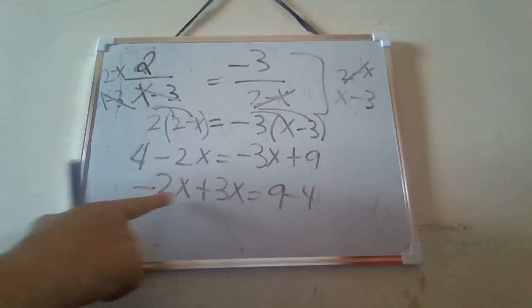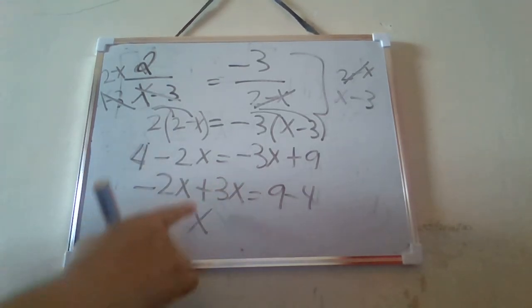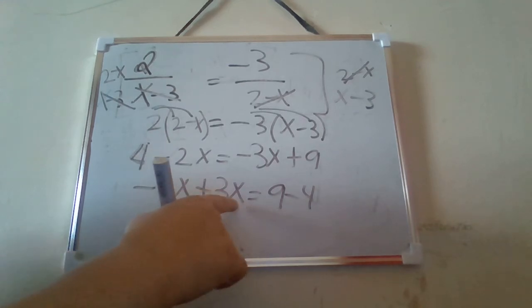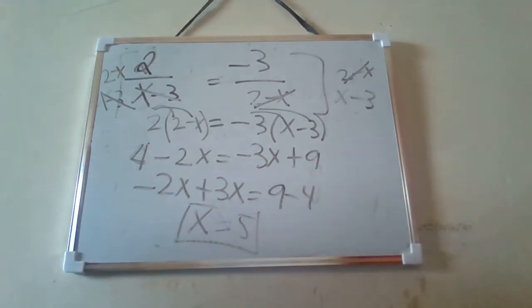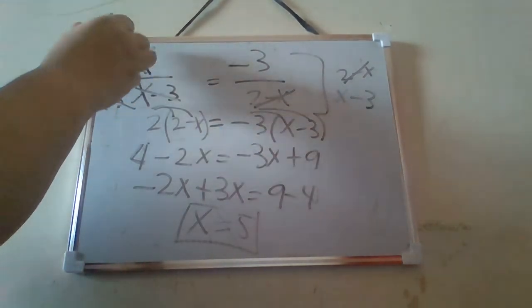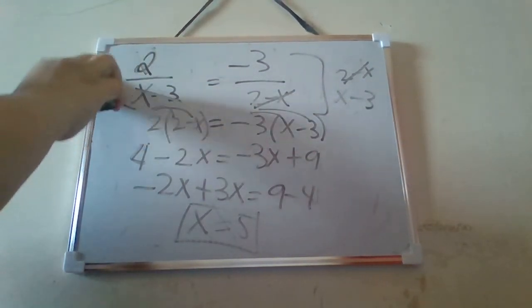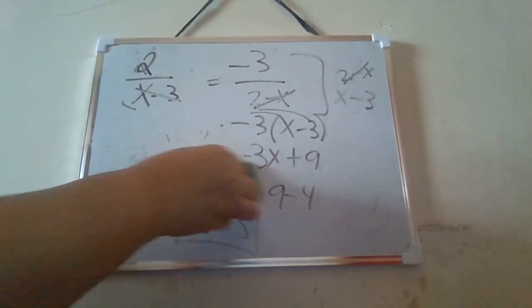So let's do the subtraction since magkaiba sila ng sign. So this becomes x, kasi nga positive yung mas malaking coefficient, equals 9 minus 4 is 5. Alright, so the value of your x is 5. Now, let's try to substitute and check whether the answer is correct. So burahin muna natin to. Check natin kung tama yung sagot natin.